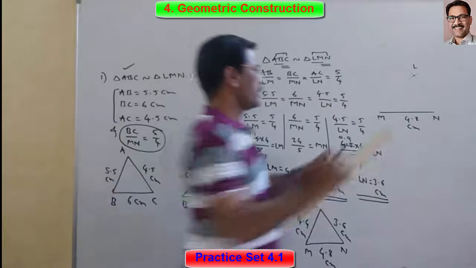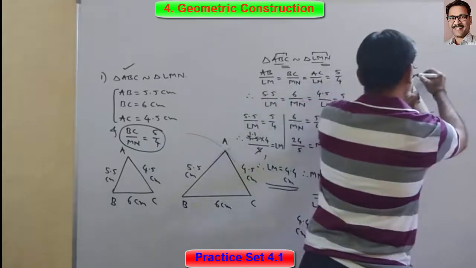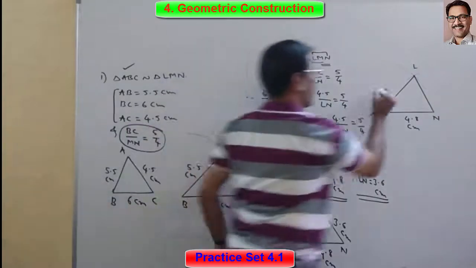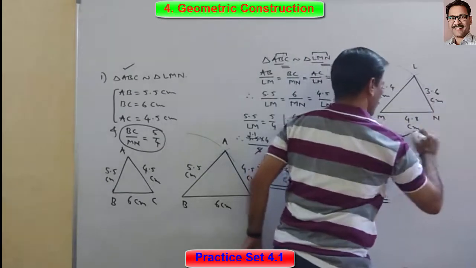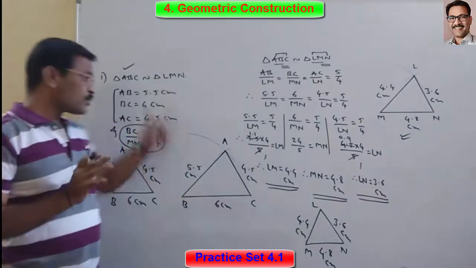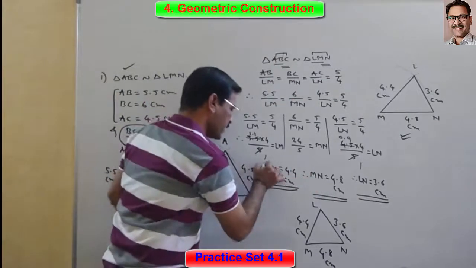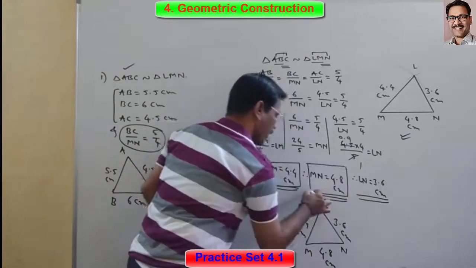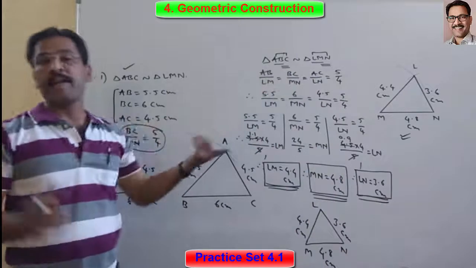Just join these 2 points here. So look here, this is LM, and this is LN. So just see here, this is 4.4 and that side is 3.6 centimeter. So this is the required triangle. Yes friends, every time, first of all we have to draw the given triangle and then by simplifying we'll find all these sides. See here, this is LM, after that this is MN and then this is LN. So using all these, we can draw that required triangle.